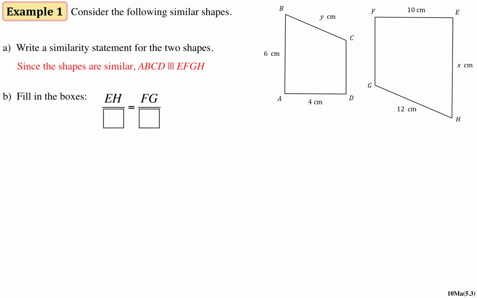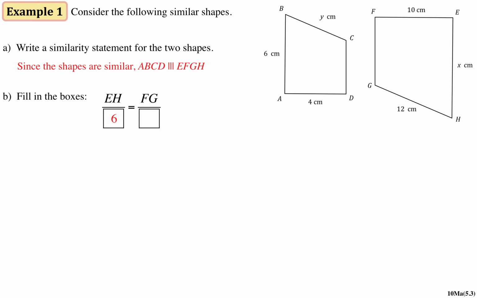Now if we're going to fill in the boxes, there's a really important thing we need to notice here. E to H comes from the bigger of the 2 shapes. F to G comes from the bigger of the 2 shapes. So we're actually going to be dealing with the big shape compared to the little shape. So the big shape is on top of these fractions, and what sides do they match up with on the little shape? If we look at side EH, that's the longest side down this big shape. What would it match up with? Well, the longest side on this shape would be 6. So it would match up with 6.